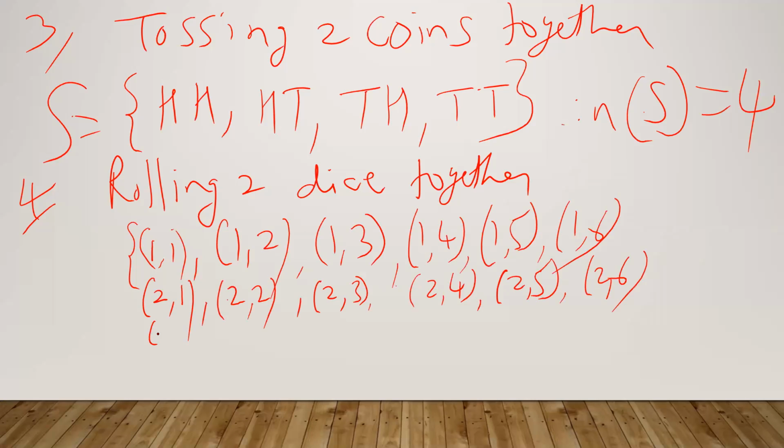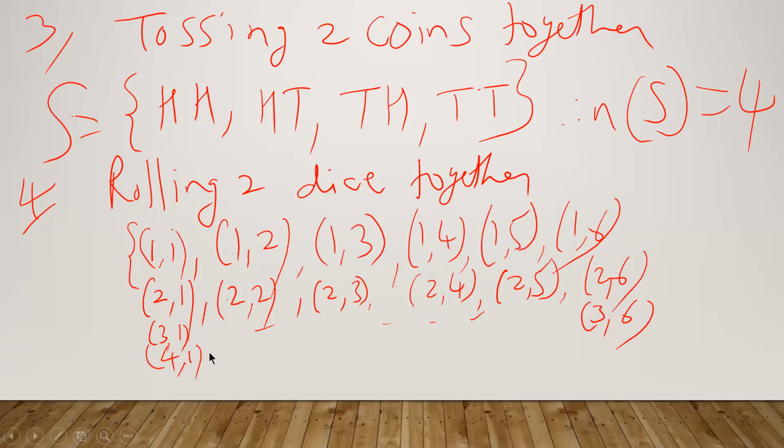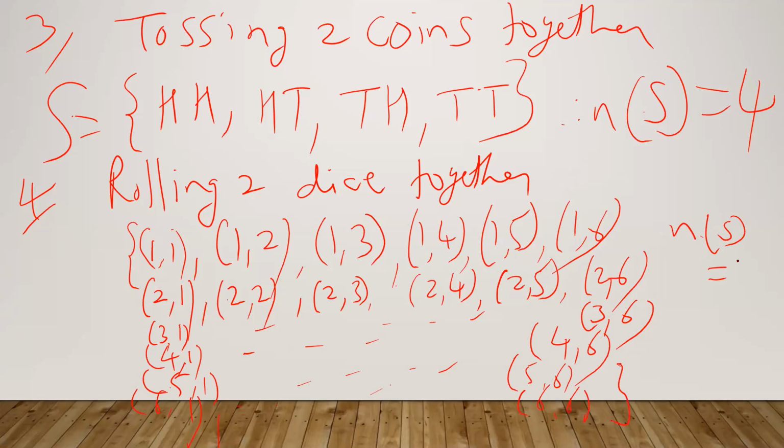Or you may have 3, 1, 3, 2, 3, 3, 3, 4, 3, 5, up to 3, 6. Similarly, first one 4, second one 1, 4, 2, 4, 3, 4, 4, 4, 5, 4, 6. Then 5, 1, 5, 2, 5, 3, 5, 4, 5, 5, 5, 6. And finally, the first one 6, second one 1, and so on up to 6, 6. If you count, this is the sample space. The number of points in the sample space will be 36.